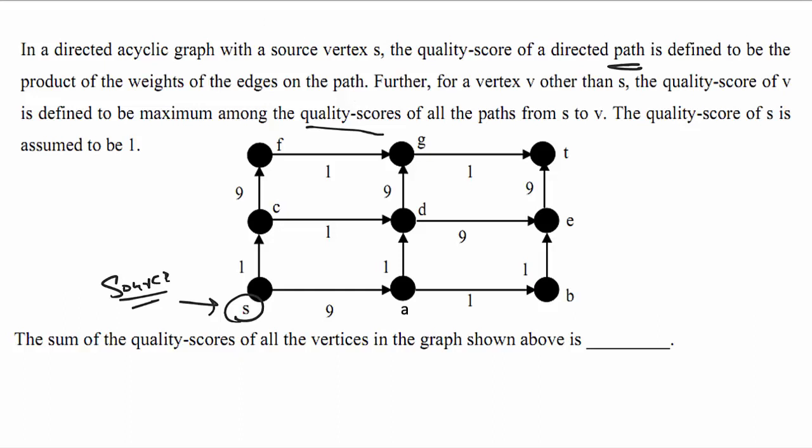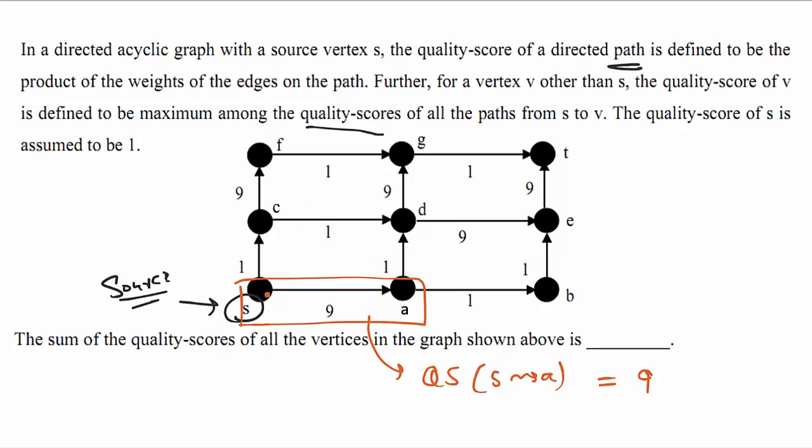Basically, suppose I ask you what the quality score of the path S to A is. Then you will say that it is defined to be the product of the weights of the edges on the path. There is only one edge, so the quality score, QS, of path S to A is 9. Why? Because 9 is the edge weight, and since there is only one edge, we do not need to take any product.